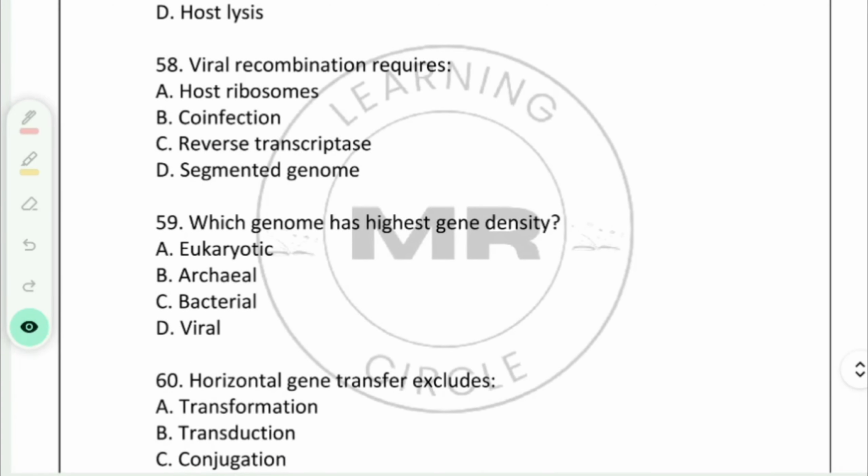Question 58. Viral recombination requires, options are A, host ribosome, B, co-infection, C, reverse transcriptase, D, segmented genome. Correct answer for this question is option B, co-infection.